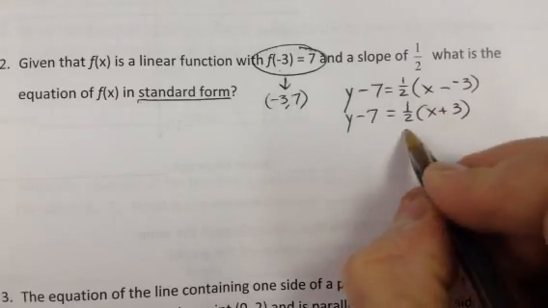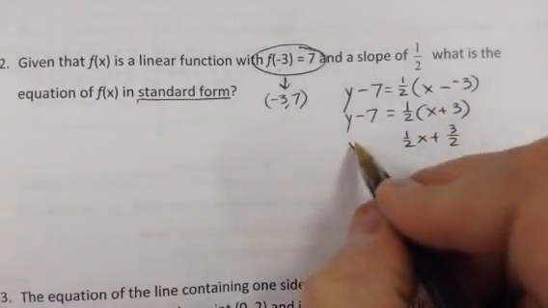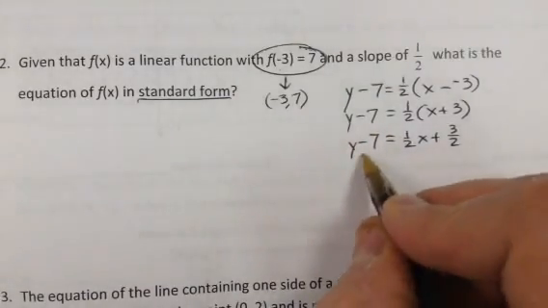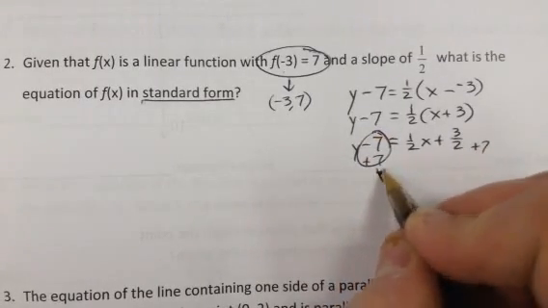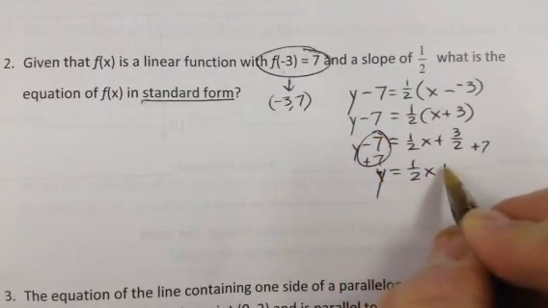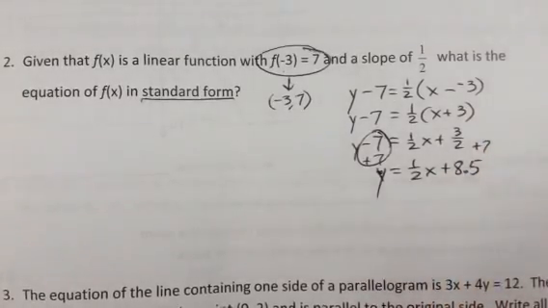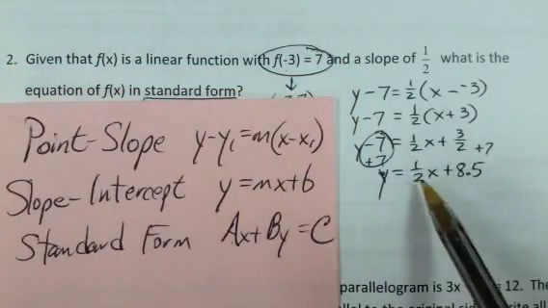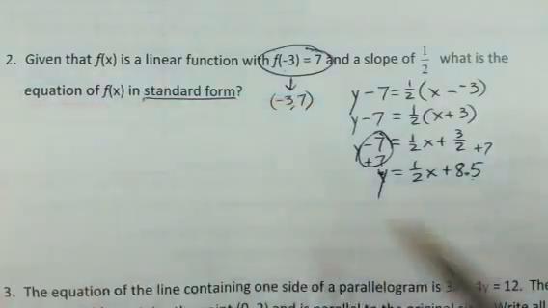Distribute to get 1/2 x plus 3/2, or 1.5 if you're a decimal person. Take this and get rid of this -7 by adding 7 to both sides. You get y is equal to 1/2 x plus 8.5. 1.5 plus 7 is 8.5. So we're almost there. Now we're in slope-intercept form. You see my y equals mx plus b, y equals a slope of 1/2 x plus b. Now I'm going to go to standard form.